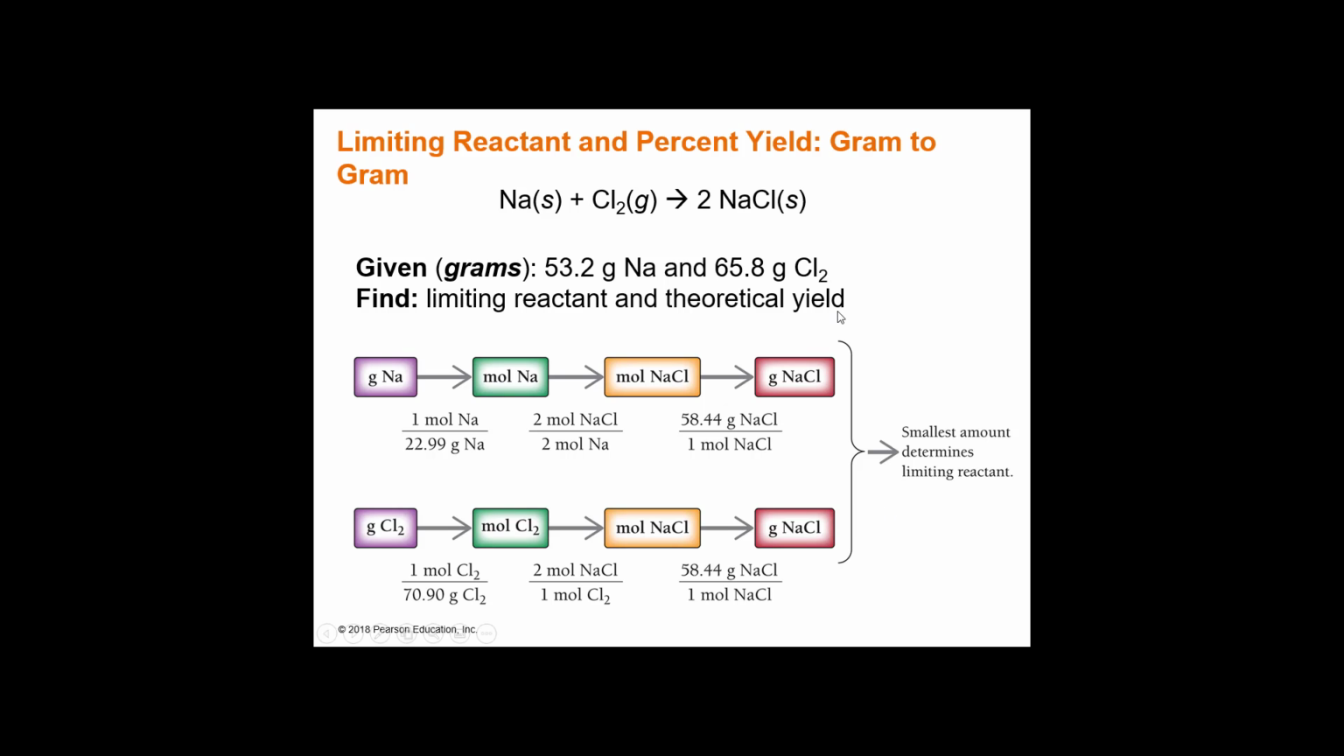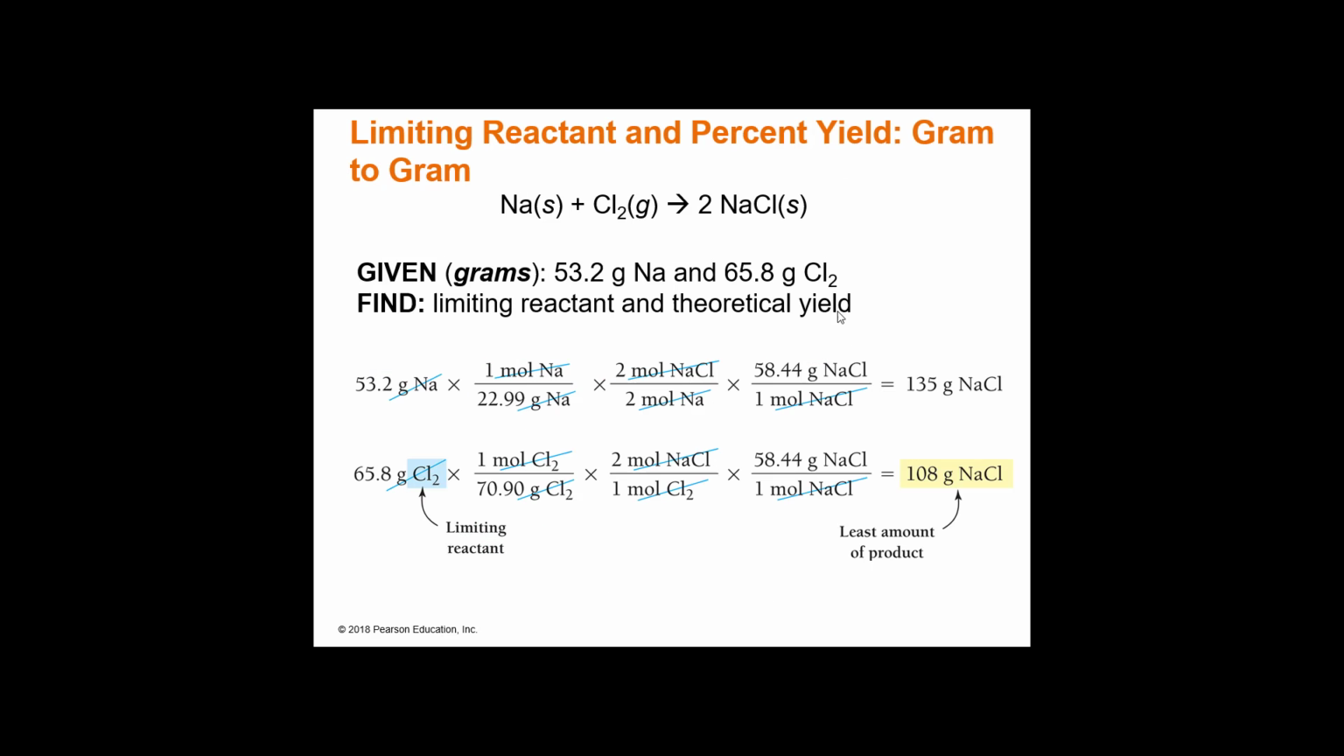So in this problem, we start out with 53.2 grams of sodium and 65.8 grams of CO2. We need to determine the limiting and the theoretical yield. So remember I stated that when you're dealing with limiting, you're always given both values of reactants because you have to separately calculate out which one provides the smaller amount. That is the limiting. That's also the theoretical.